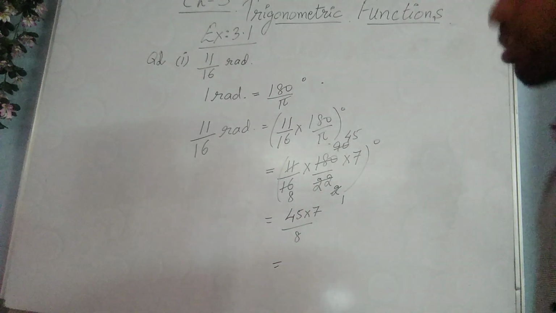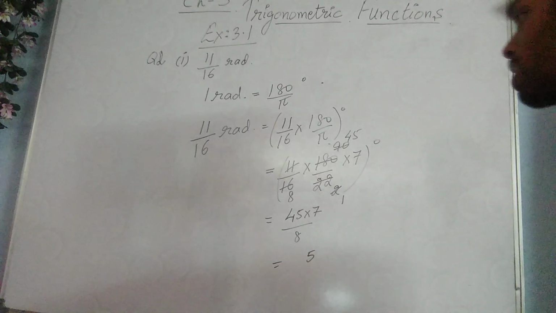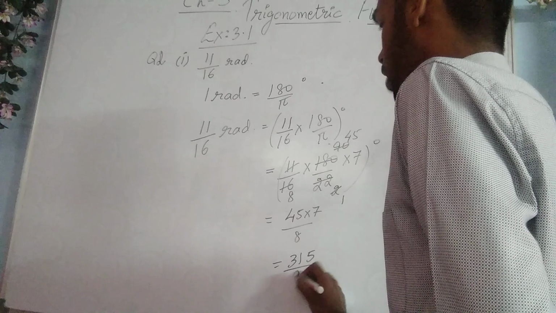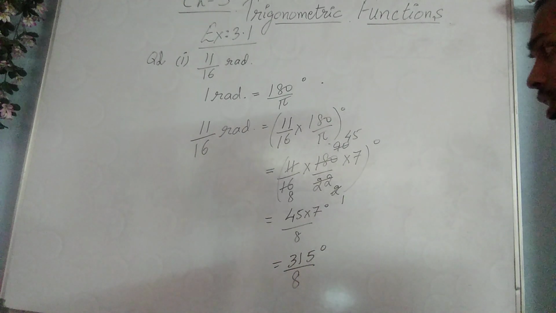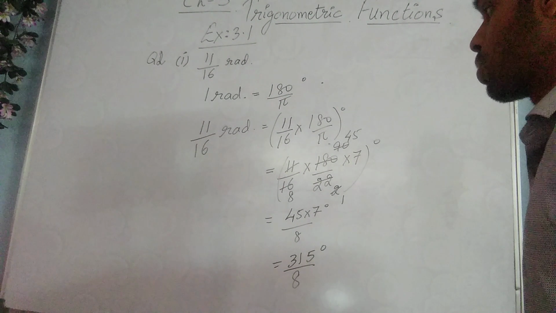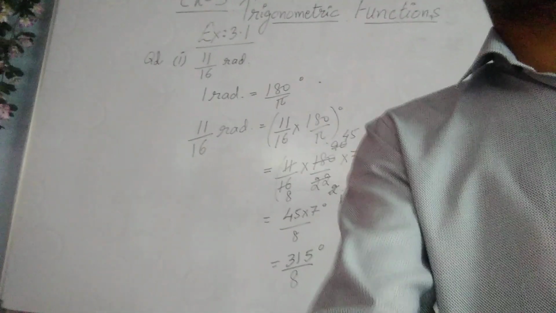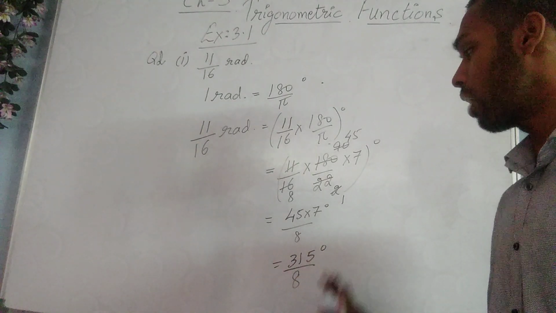Now we can multiply this 45 by 7. 7 fives are 35 and 7 fours are 28, it is 315 upon 8 degree. Yes. 7 fives are 35, 3 carried, and 7 fours are 28, and 315. Yes, students, it's 315 upon 8 degree.